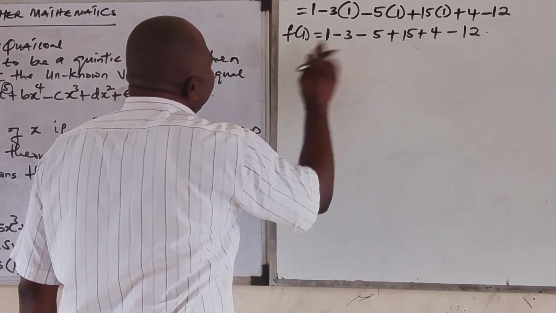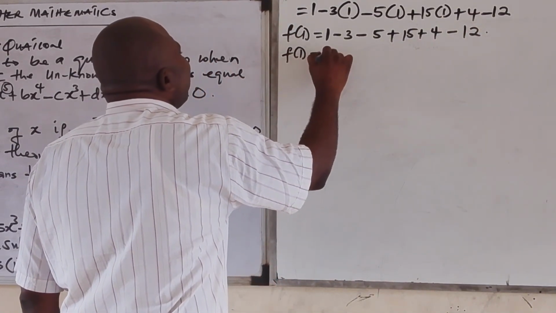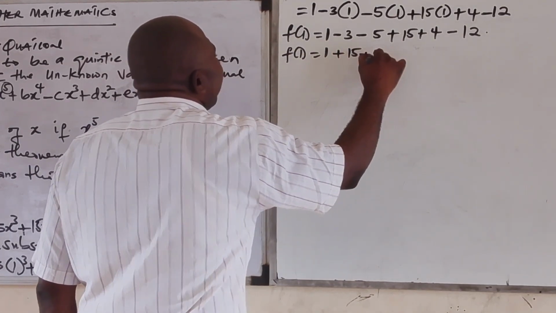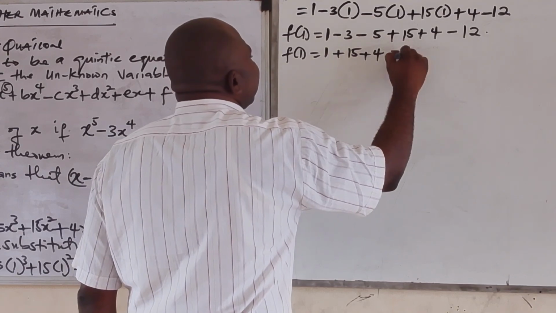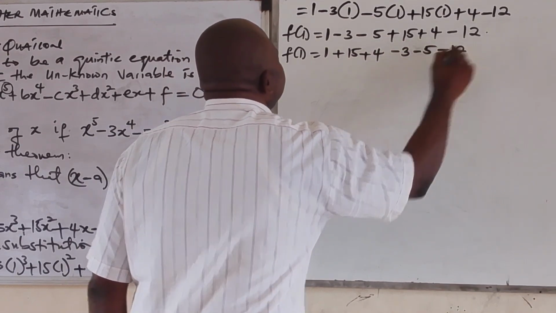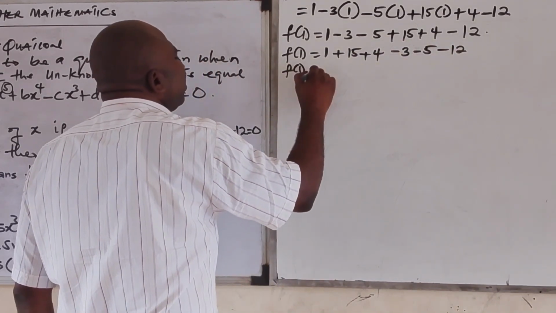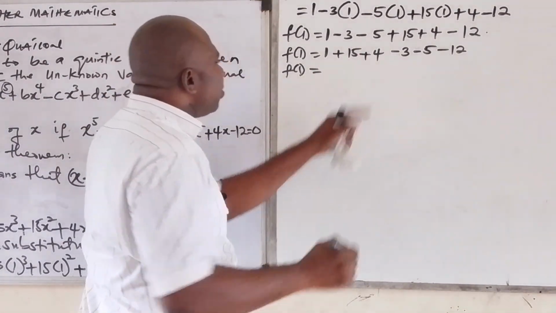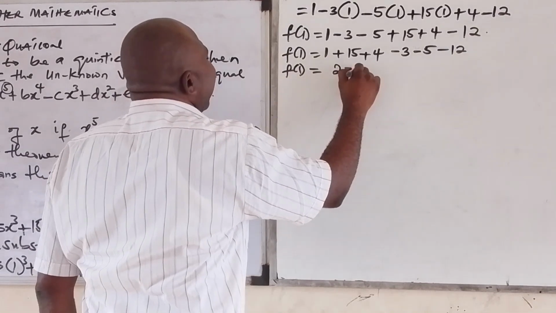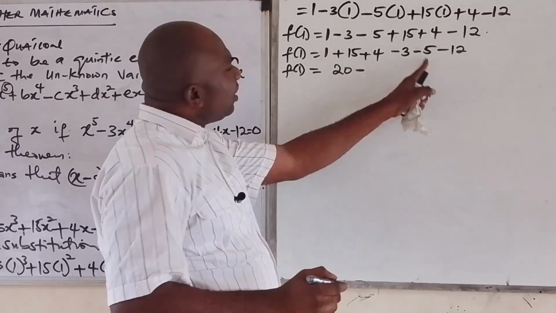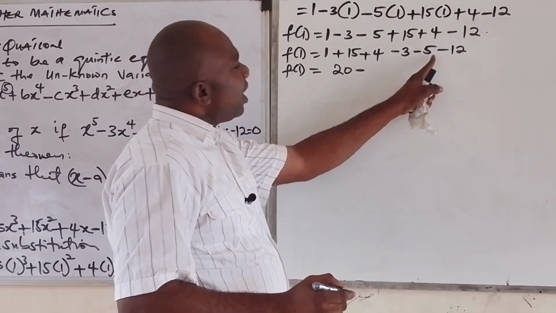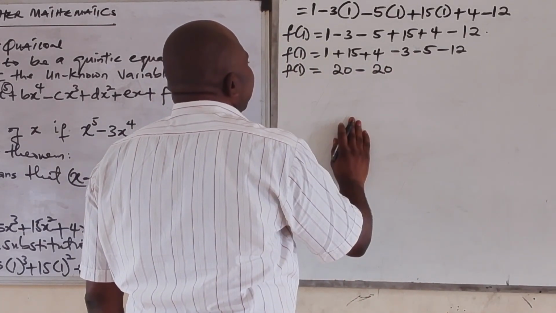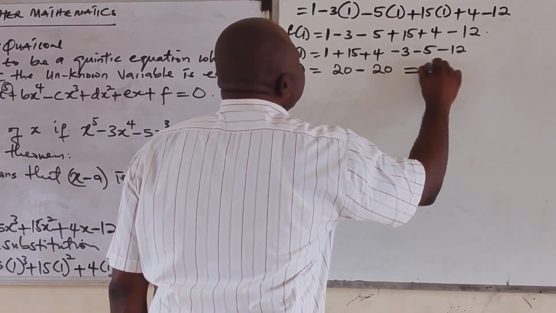Now let's bring out all the positive values. Here we have 1 plus 15 plus 4, minus 3, minus 5, minus 12. It means f(1) will be equal to 1 plus 15 is 16, 16 plus 4 is 20. Then minus 3 minus 5 is minus 8, and minus 8 minus 12 is minus 20. So 20 minus 20 is equal to 0.